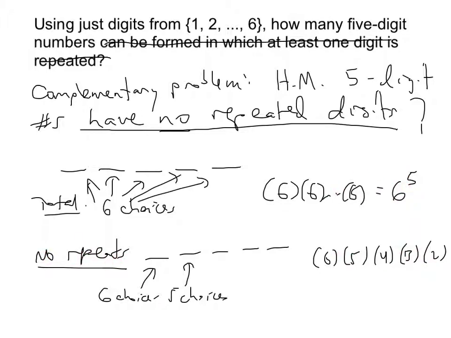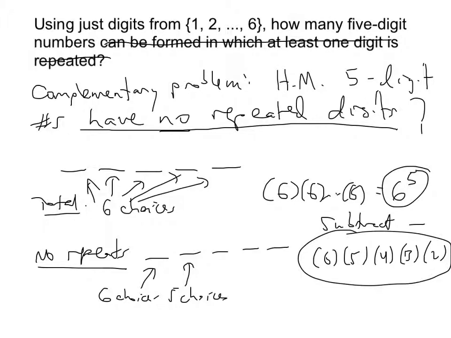So therefore, the number of these 6 to the 5th that have some repeats is just the subtraction, this is the difference between this total number and the number that have no repeats. And so if I subtract this number minus this number, that'll be the answer to the original question, the number of 5-digit numbers that have at least one repeated digit.